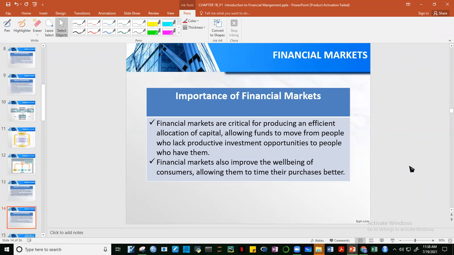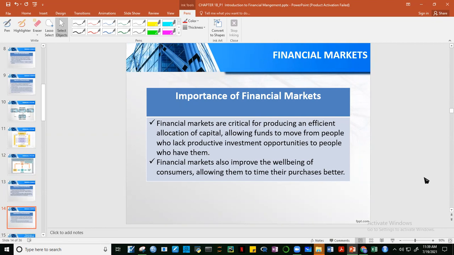So importante guys, yung financial markets because they make possible the efficient allocation of capital. Okay, allowing funds to move from people who have them to people who need them. Okay, they also improve well-being of consumers. In what sense? Ito yung consumer credit. No? Kunyari, may sakit sa family nyo, kailangan nyo ng gamot.